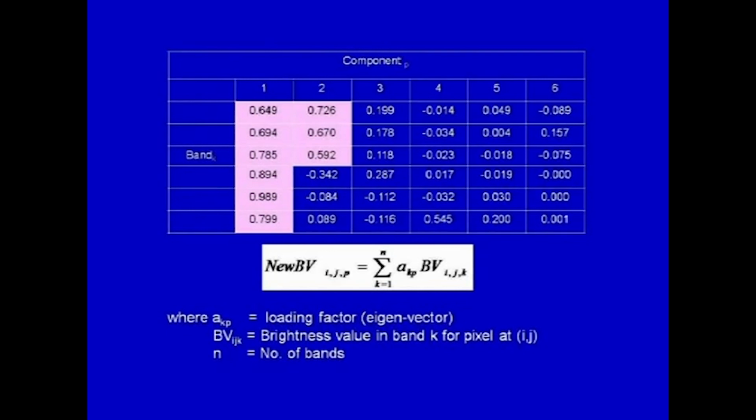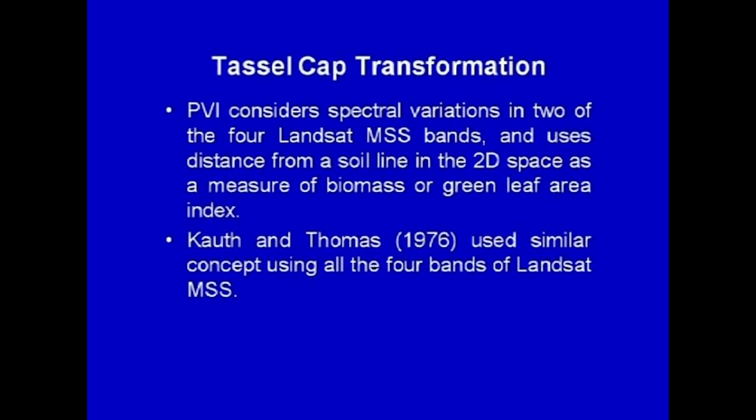The next orthogonal transformation scheme that we take up is the tassel cap transformation. If we recall, PVI considers spectral variation in 2 of the 4 Landsat MSS bands and uses distance from a soil line in a 2D space as a measure of biomass or green leaf area index. Kauth and Thomas in 1976 used a similar concept using all the 4 bands of Landsat MSS.